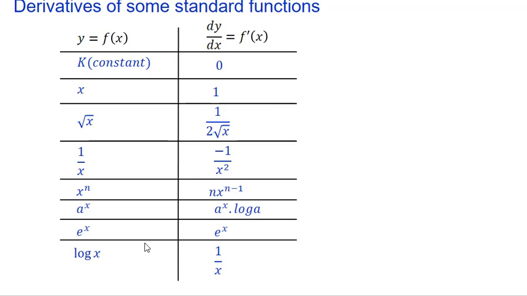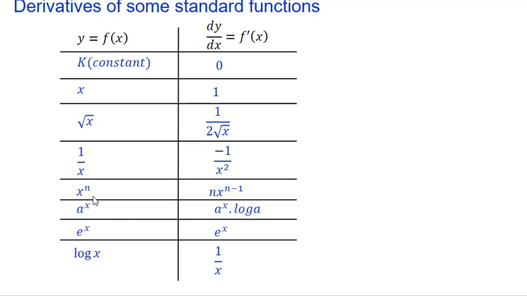Now if you see this formula x power n, which gives me the derivative as n into x power n minus 1, I can use this formula for finding the derivative of x, root x, 1 upon x, as well as the constant term. For a constant term, the power of x is 0, here the power is 1, here the power of x is half, and here the power of x is minus 1. So I can use this x power n formula for finding all these derivatives. So if you learn this one formula only, that is sufficient for these 1, 2, 3, 4 formulas.